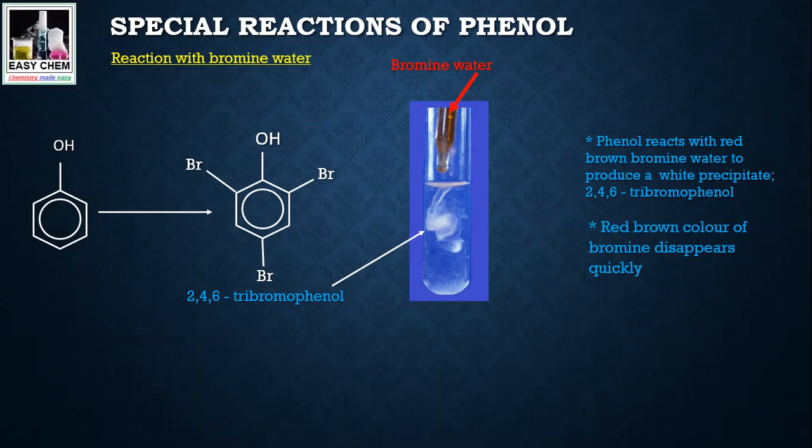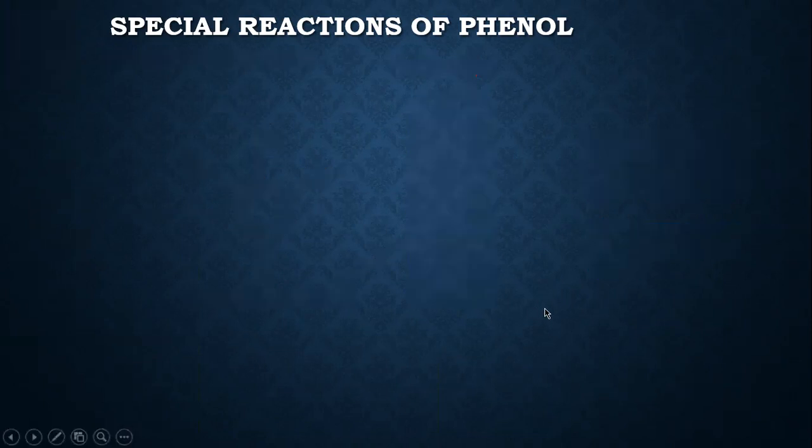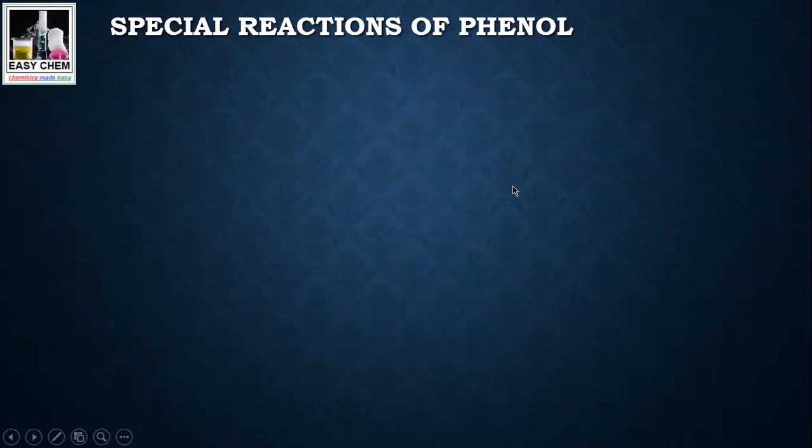So this is one important reaction of phenol. The color disappears and a white precipitate is formed. This reaction happens very fast. You don't have to give special conditions. It just happens at room temperature and pressure. Now we move on to the next special reaction of phenol, and it is the formation of azo dye. Azo dye means nitrogen-containing dyes.